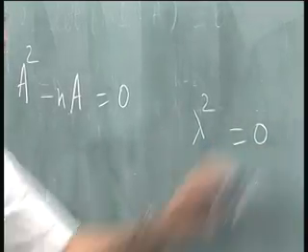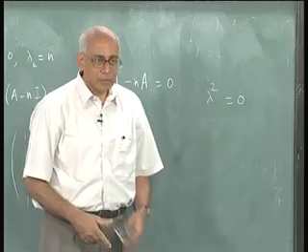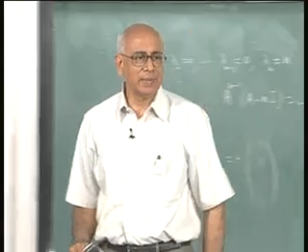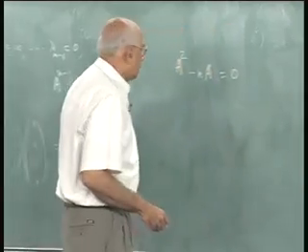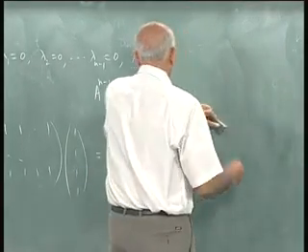What are the roots of this equation? 0 and 0, that is a double root, it is a repeated root. When I say it is a simple root, I mean the root is not repeated, its multiplicity is 1. What about this matrix, 2 by 2 matrix?